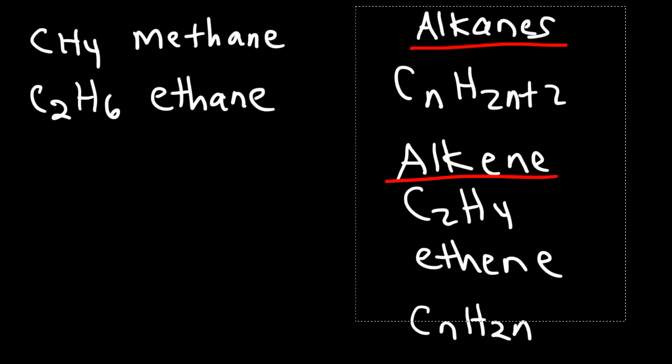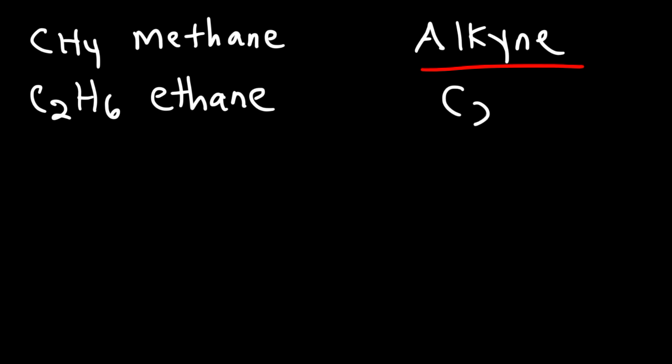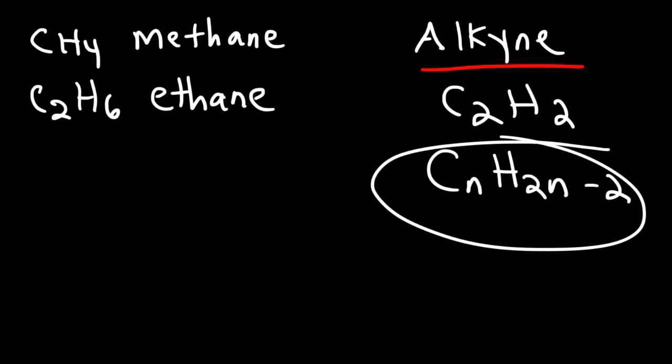Now the next one that we went over was an alkyne, and the example that we used was C2H2. The general formula for an alkyne is CnH2n-2. And so this particular alkyne has one triple bond, and any other alkynes with this formula will have only one triple bond.